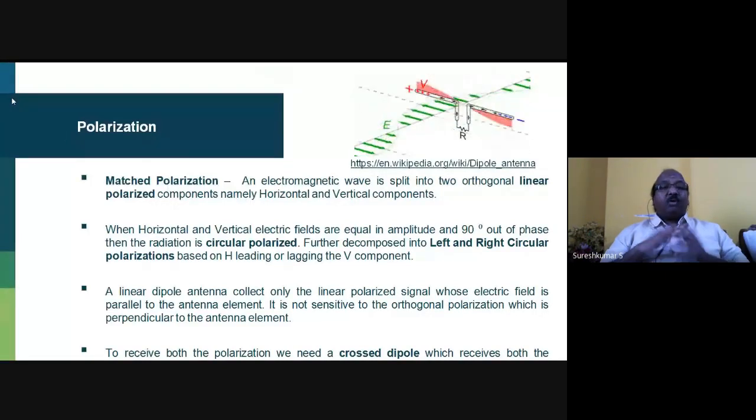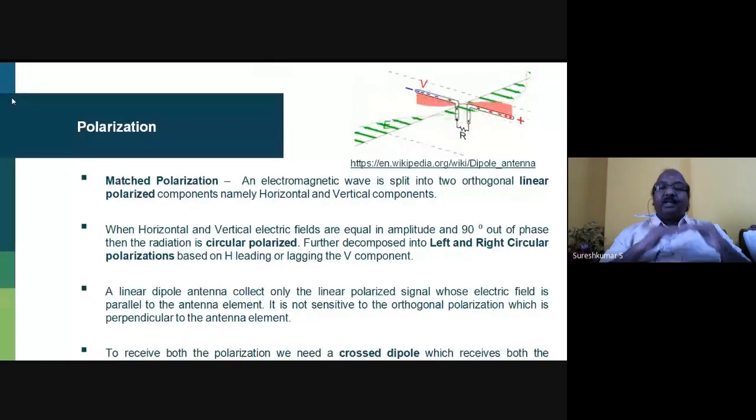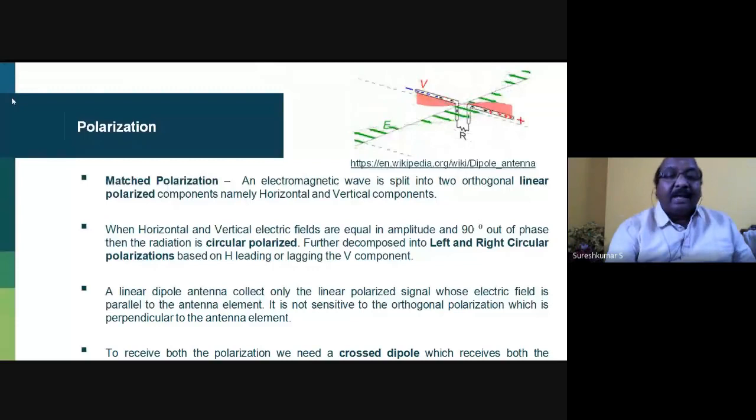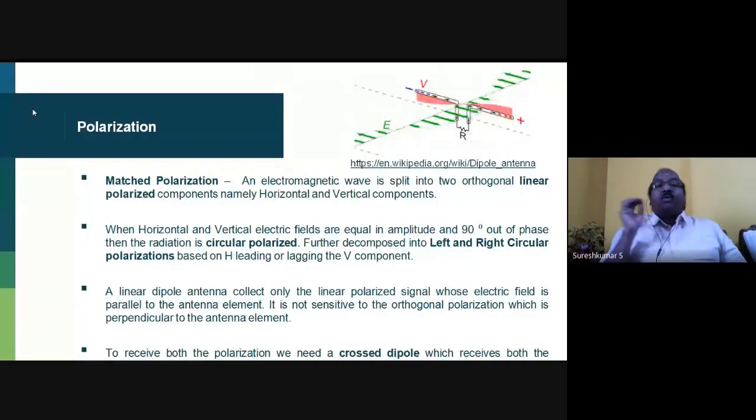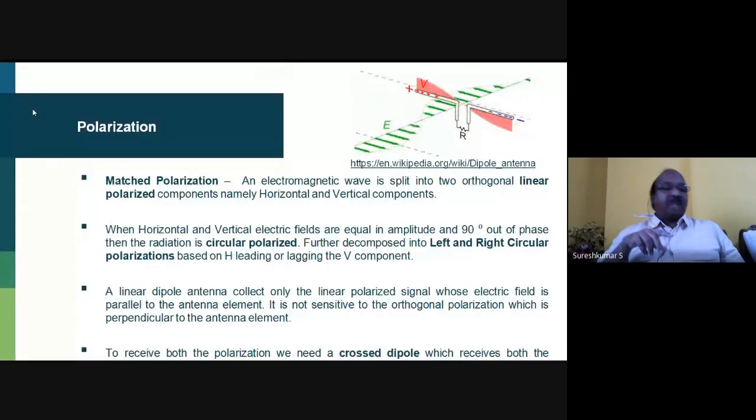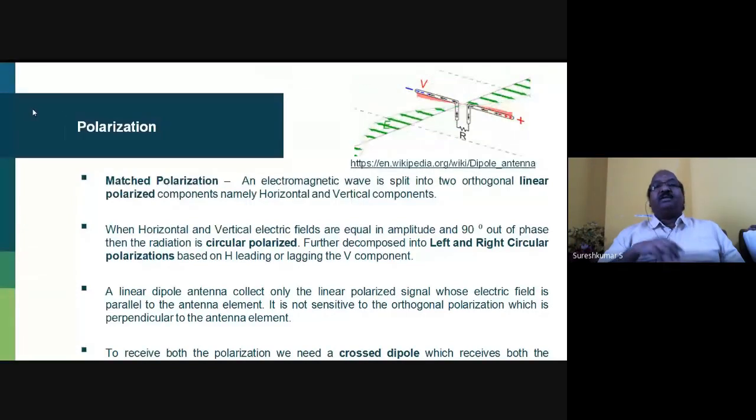So a linear dipole collects only the electrical signal which is linearly polarized and parallel to the element. Another thing is that if you want to receive both a vertical and a horizontal signal, you have to have a cross dipole. A cross dipole means you have a vertical element and a horizontal element, which receives the electric field in both planes.